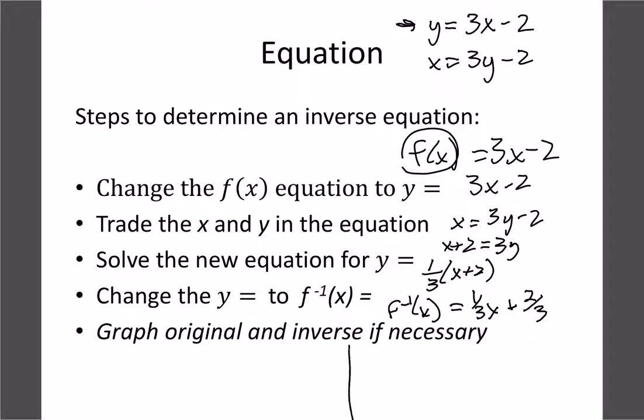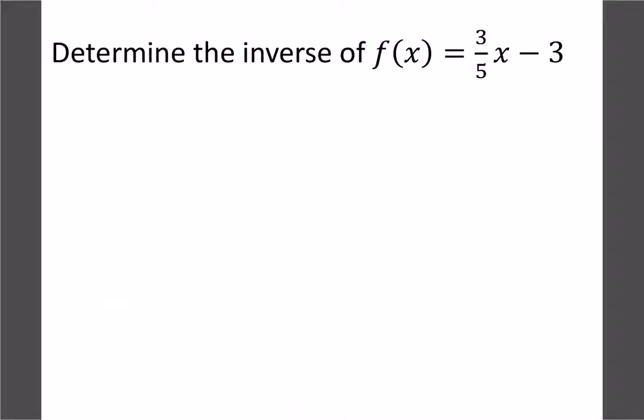Okay, so if we graph our original, it should have been a straight line, something like that. Now if we graph the inverse that we just figured out, 1/3 x plus 2/3, it would be a line something like that. And you can see, if we put in our diagonal line, it does look like they are a diagonal reflection of each other. Okay, so let's do another one.